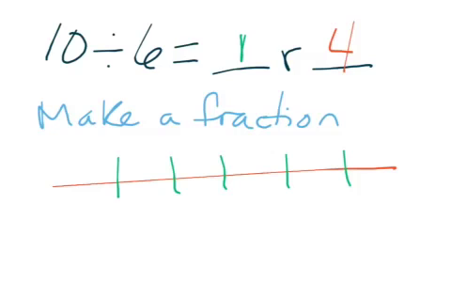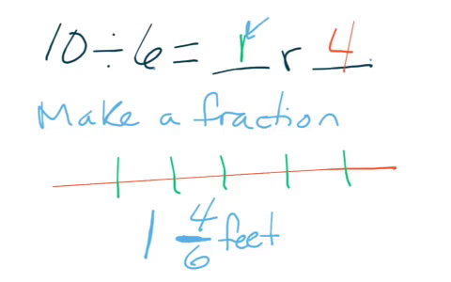Okay, when we're making a fraction, our quotient goes in front. We draw our fraction line. Our remainder goes on top, and our divisor goes on bottom. Then we have to talk about the unit of measure. So the carpenter has a board that is 10 feet long, so our unit of measure is feet. So 1 4/6 feet long is how long he's going to cut each piece of wood.